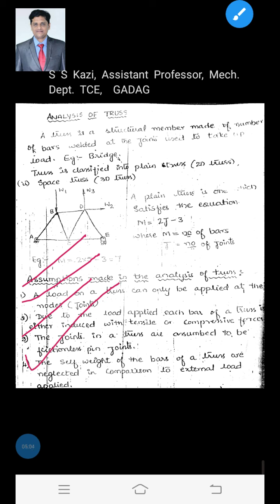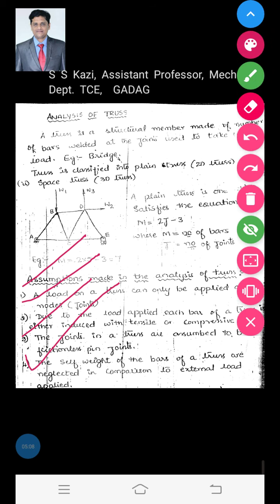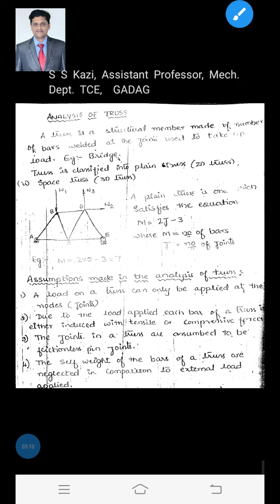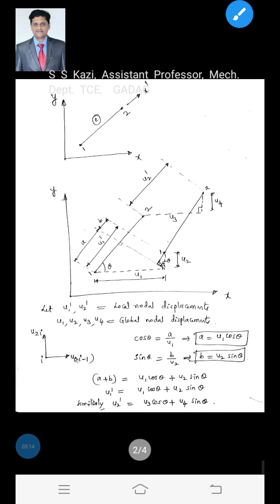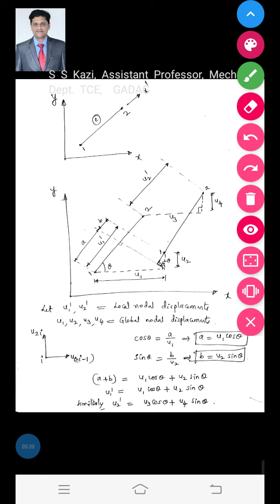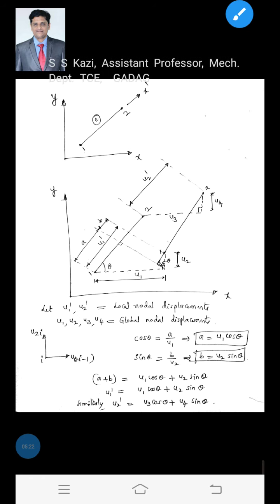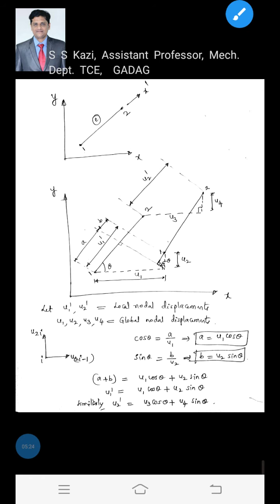And the fourth assumption: the self weight of the bars of a truss is neglected in comparison to the external load applied. Okay, now next we will discuss the relationship between local and global nodal displacements. What do you mean by local and global? The local refers to the single element and global refers to the entire structure, as we know.